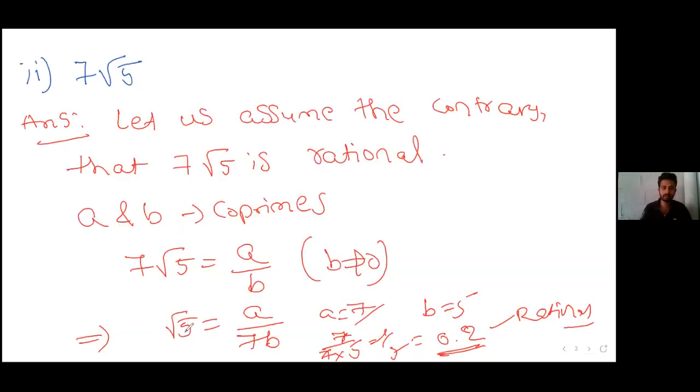But we have already proved that root 5 is an irrational number. So this irrational number cannot be equal to a rational number, right? Because this is wrong because of the contrary statement that 7 root 5 is rational.